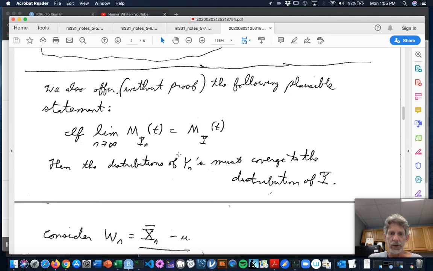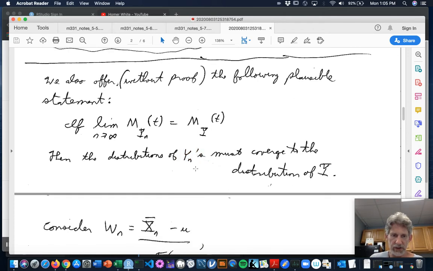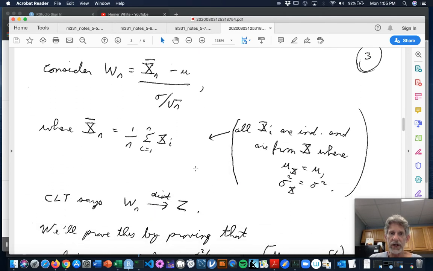What we're going to do is, for the yn, we're going to use the standardizations of the sample means. And we're going to show that they converge to the standard normal by showing that their moment-generating functions converge to the moment-generating function for a standard normal. That's going to be our basic strategy. Now, if that's our strategy, then we should look at these standardized sample means. So consider this expression here.